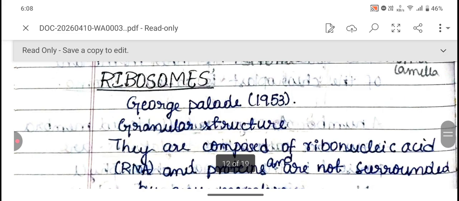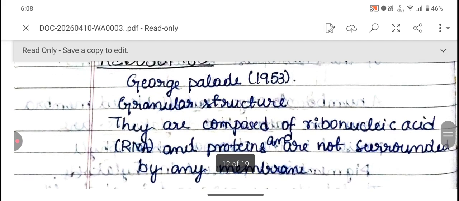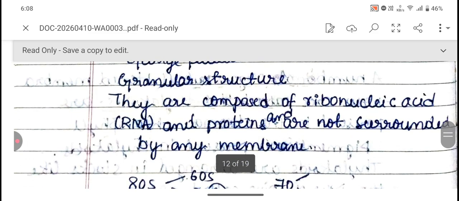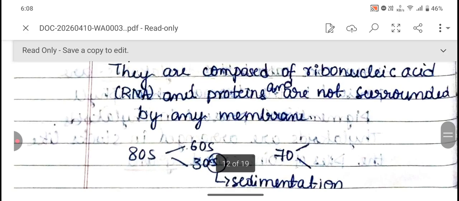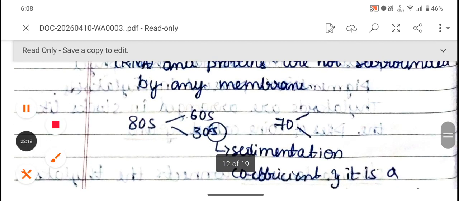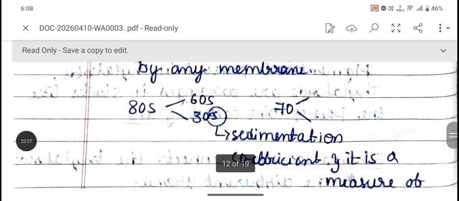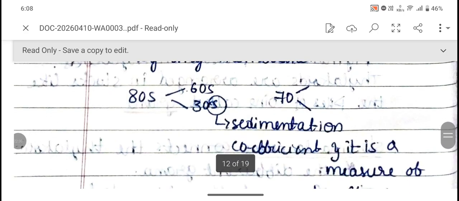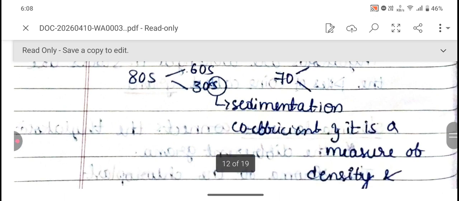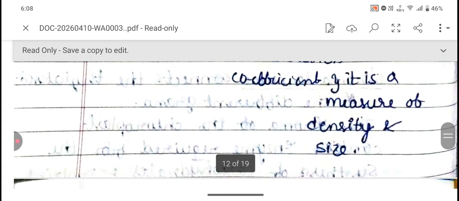Other kinds of organelles are ribosomes, discovered by George Palade in 1953. These are granular structures composed of ribonucleic acid and proteins and are not surrounded by any membrane. There are two kinds of ribosomes, 80S type and 70S type. Eukaryotic cells consist of 80S type ribosomes. The subunits are 60S and 40S. The S stands for sedimentation coefficient, which is a measure of density and size.